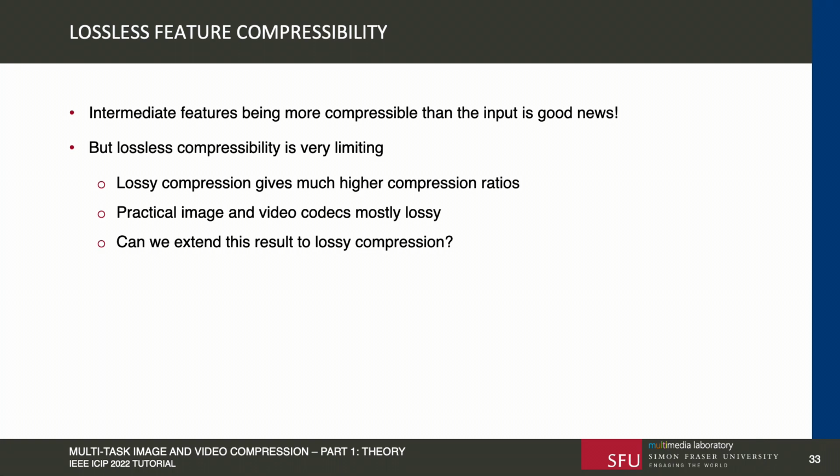In practice, we usually want to use lossy compression to achieve much higher gains, and most image and video applications work quite well with lossy compression. So the question is, can we extend this result to lossy compression? In other words, can we claim that even in a lossy case, intermediate features in a neural network are at least as compressible as the input? And the answer is yes, but we're going to need some additional concepts from information theory.